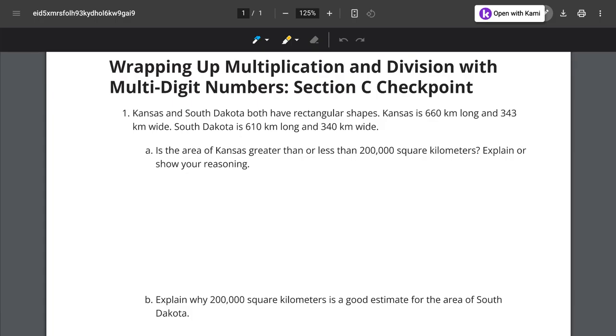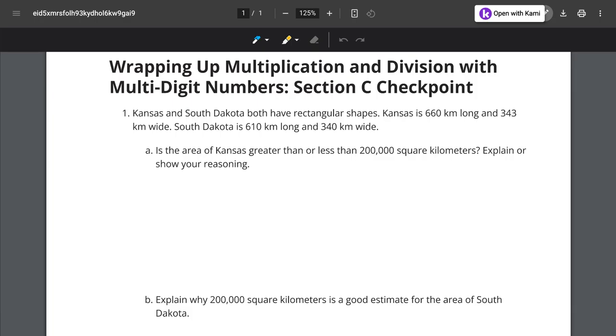Now we go down to A, right? We have seen a context statement where it says number 1, and A is going to give us our first task. Is the area of Kansas greater than or less than 200,000 square kilometers? Explain or show your reasoning.